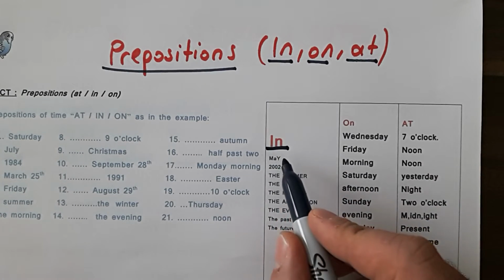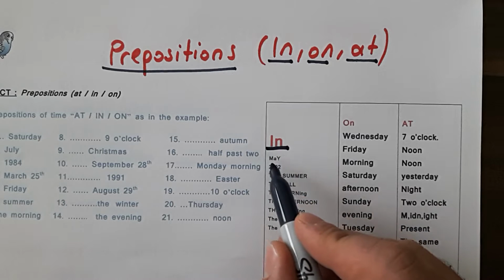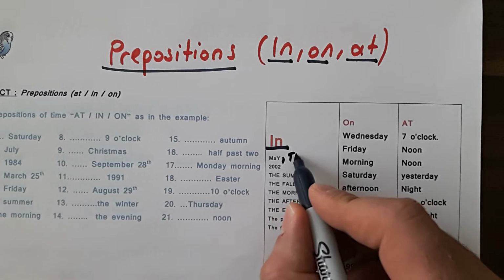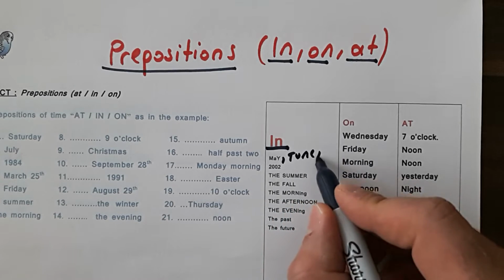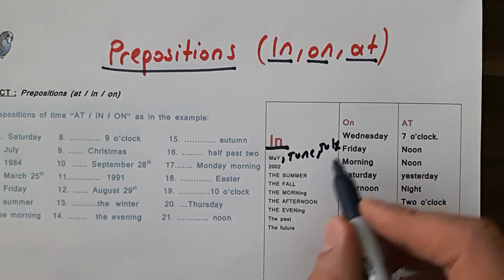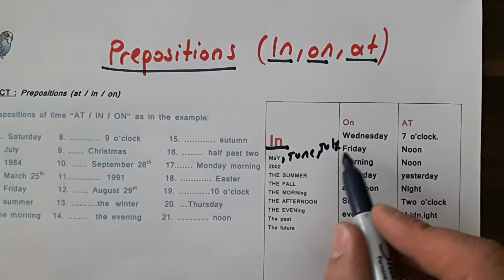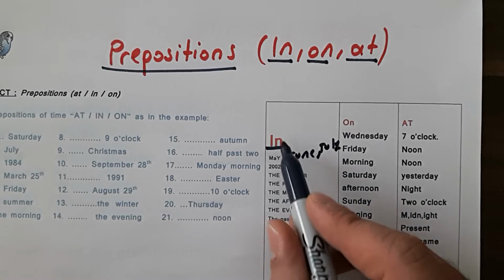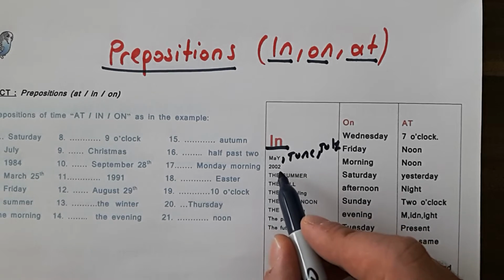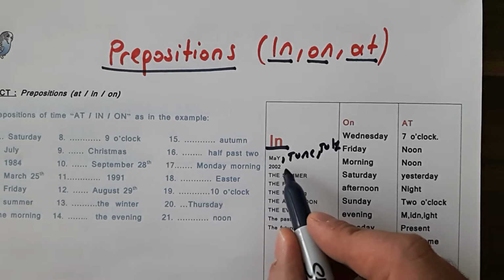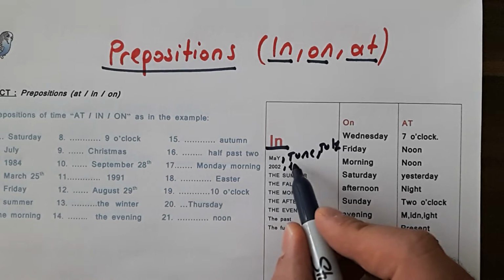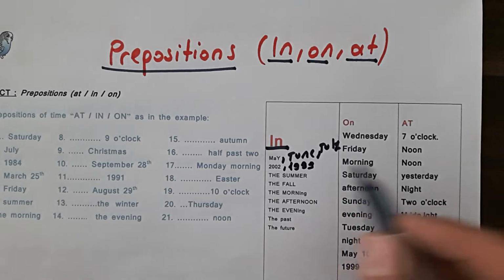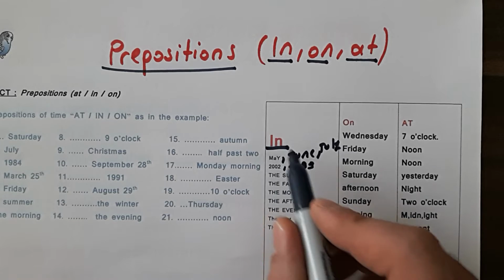While using in, we are adding in in front of months. In May, in June, in July, in August, in September, in October, November, December. Before all months, we are using in. And before the years, before 2002, 1999, or 1775, we are using again in.